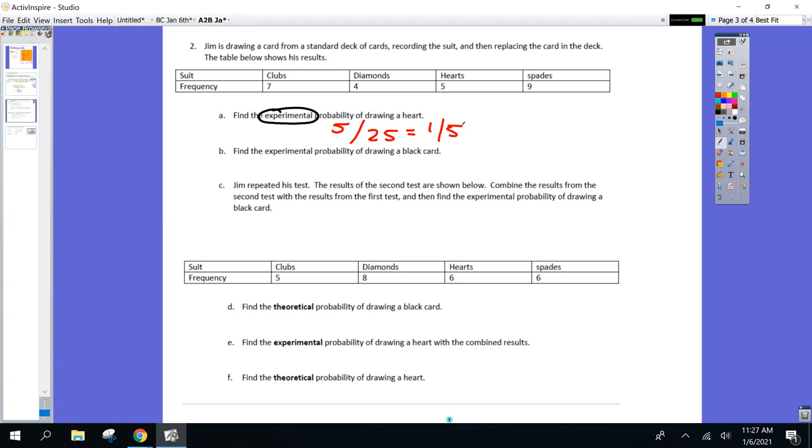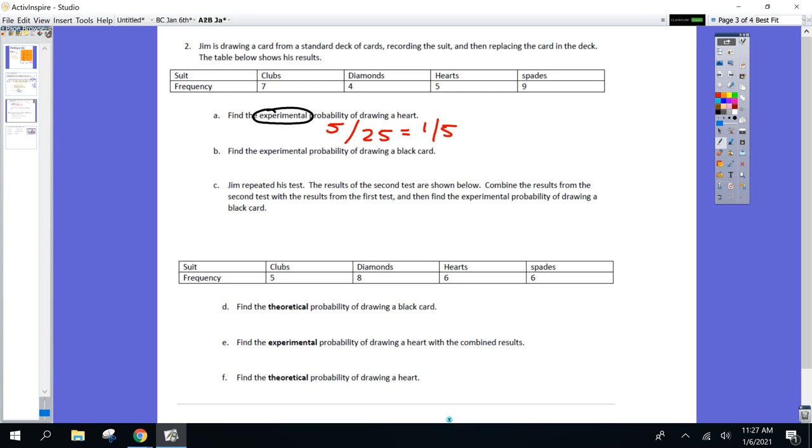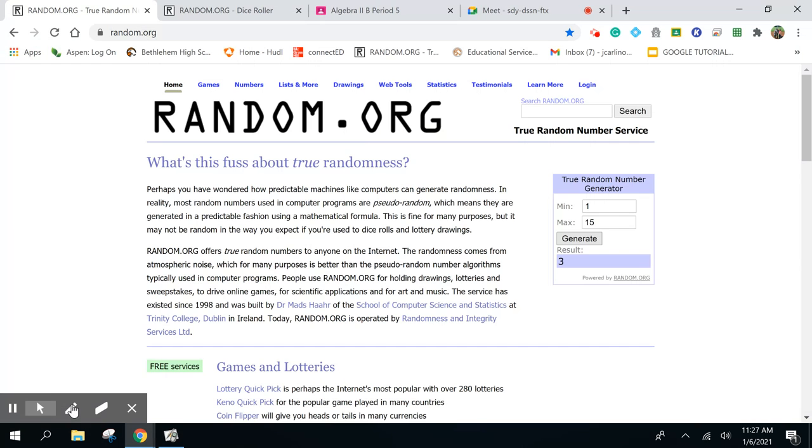What's the experimental probability he drew a black card? Now remember what we talked about. Blacks are spades and clubs. Spades and clubs. So using the numbers in the table, what's the probability he drew a black card out? Spades and clubs.